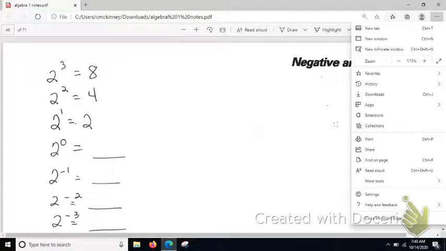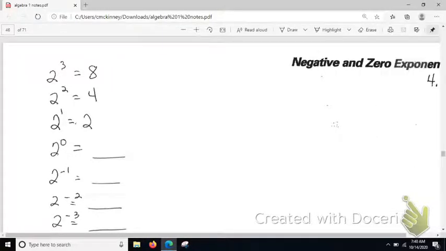Let's just look at a number that we could do pretty easily. 2 to the first power is 2. If we don't see an exponent, we understand it's a 1. 2 to the second power, that's 2 times 2. That's 4, of course. 2 to the third power, 2 times 2 times 2 again. So that's 8.